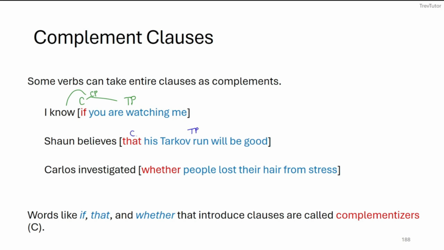a direct object. Carlos investigated whether people lost their hair from stress. Same thing, we can say people lost their hair from stress as its own standalone sentence, and whether is a complementizer that's introducing that TP as the direct object of investigated, basically.